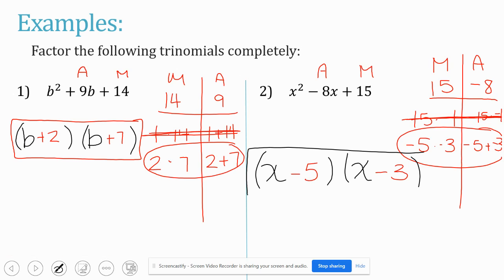Okay, a way to check this, you could do the box method or FOIL or distribute. It's up to you. But definitely refer to the rules that we talked about in the last slide. In any case for today, a is going to be 1. When c is positive and b is positive, they're both going to be positive. When c is positive and b is negative, they're both going to be negative. Okay, good luck.